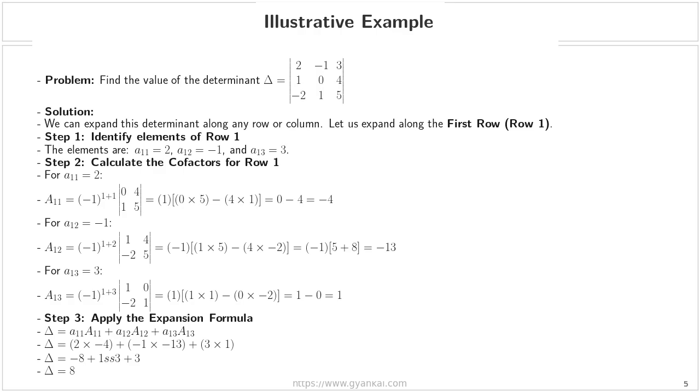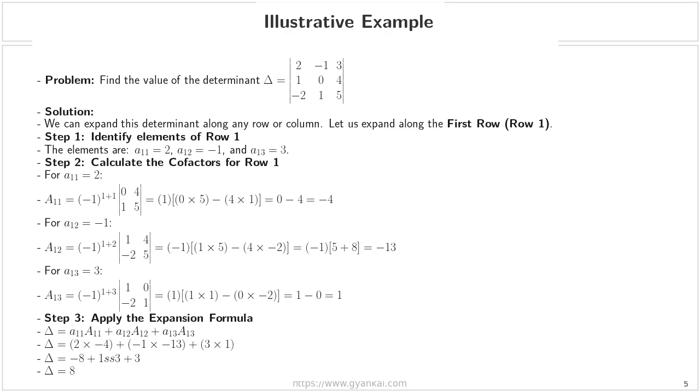Step 3. Now, we apply the expansion formula by multiplying each element by its corresponding cofactor and summing them up. Our equation is delta equals a sub 1,1 times A sub 1,1, plus a sub 1,2 times A sub 1,2, plus a sub 1,3 times A sub 1,3. Plugging in our values, we get 2 times -4, plus -1 times -13, plus 3 times 1.